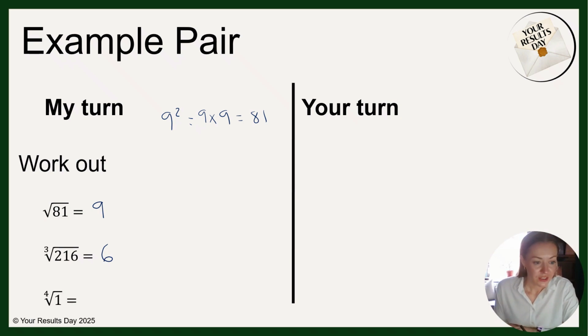And then for this question, we have got the fourth root of 1, which is a nice easy one. What do I times together 4 times to get 1? That would just be 1. In fact, any root of 1 will always be 1.